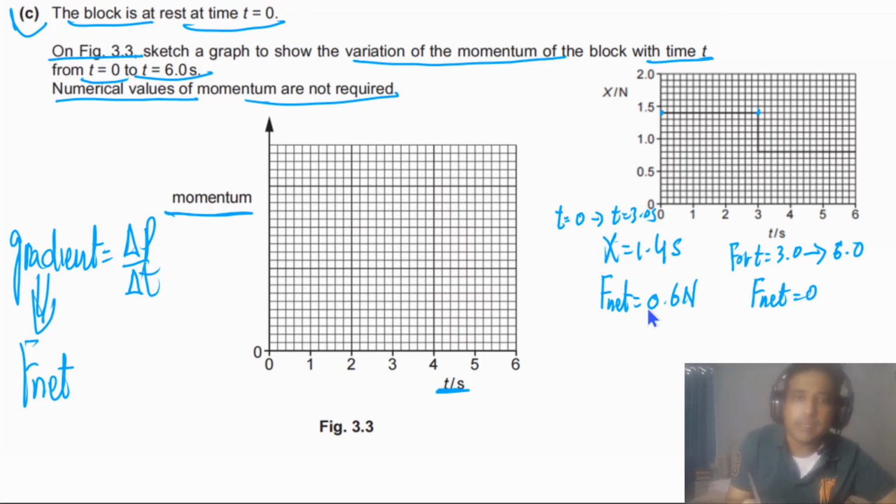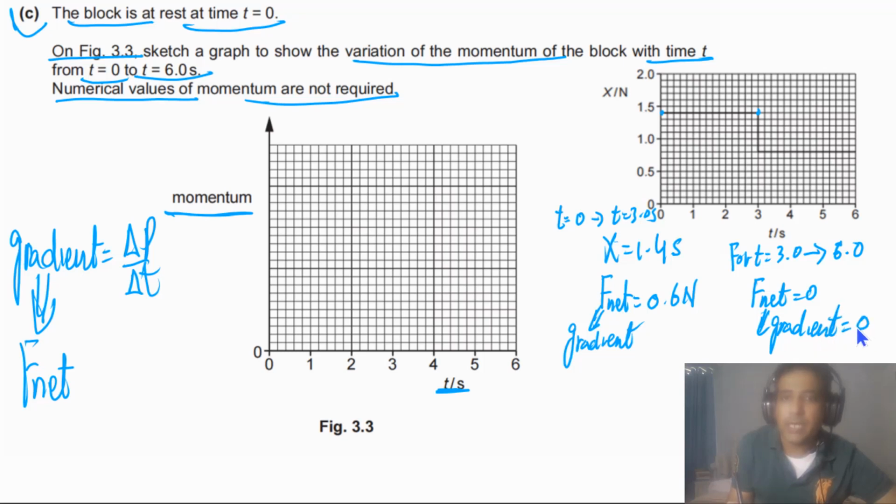So it means that in the first interval, gradient has to be equal to 0.6, and in the second interval gradient has to be 0. For this question we don't need any numerical values, so simply we can sketch this one.